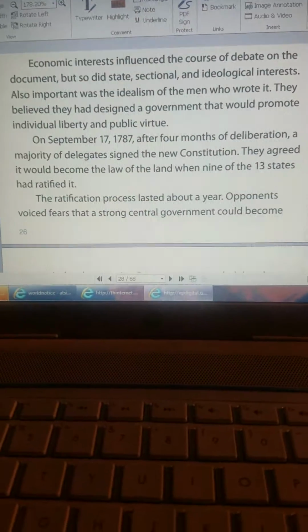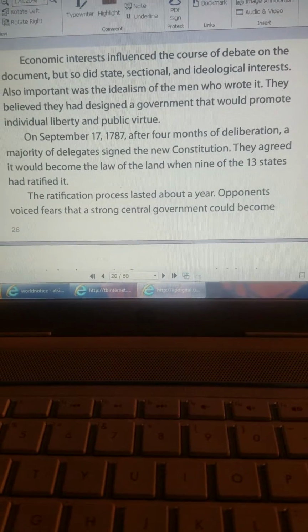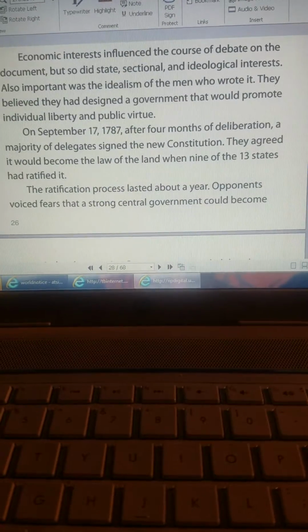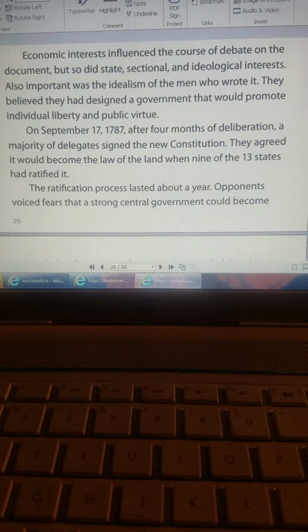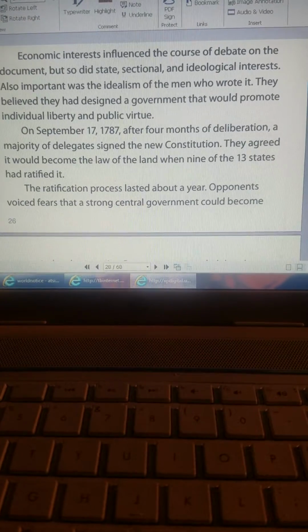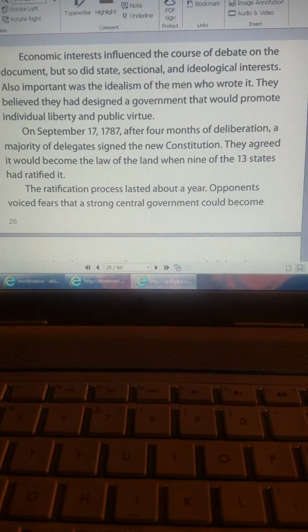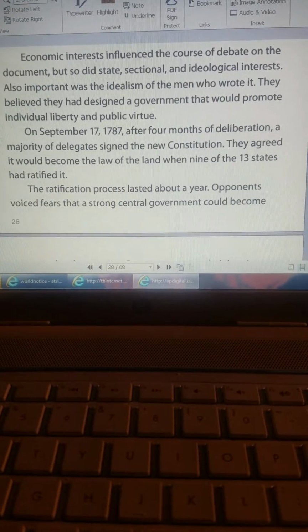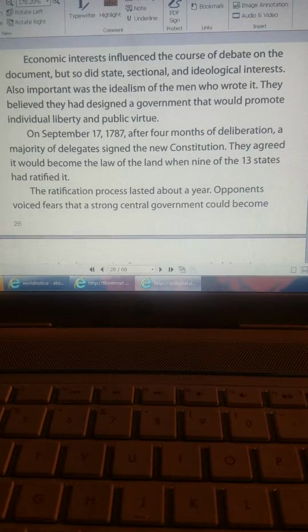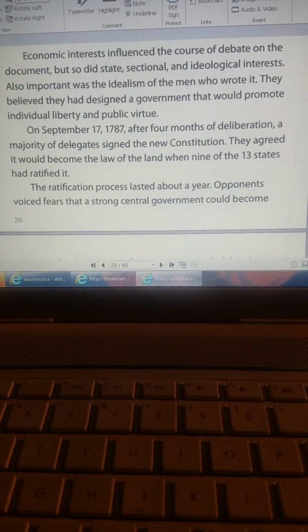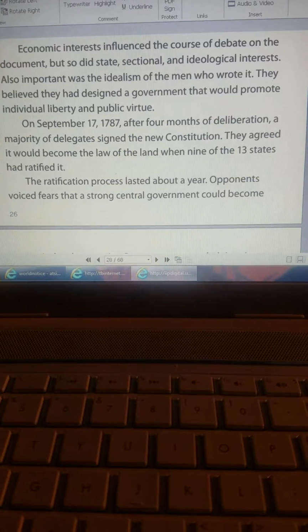Economic interests influenced the course of the debate on the document, but so did state, sectional, and ideological interests. Also important was the idealism of the men who wrote it. They believed they had designed a government that would promote individual liberty and public virtue. On September 17, 1787, after 4 months of deliberation, a majority of delegates signed the new Constitution.